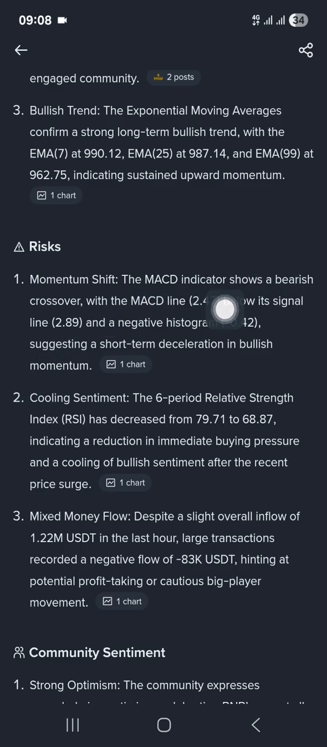Momentum shift. The MACD indicator shows a bearish crossover with MACD below its signal and a negative histogram, suggesting a short-term decline in bullish and cooling sentiment. The 6-period relative strength index has decreased, indicating a reduction in immediate buying pressure, which is just a slight one. Mixed money flow, despite a slight overall inflow of 1.22 million USDT in the last hour, a transaction was recorded at a negative 3K. What is 3K compared to 1.2 million? Hinting at potential profit taking, a caution on big player movement.